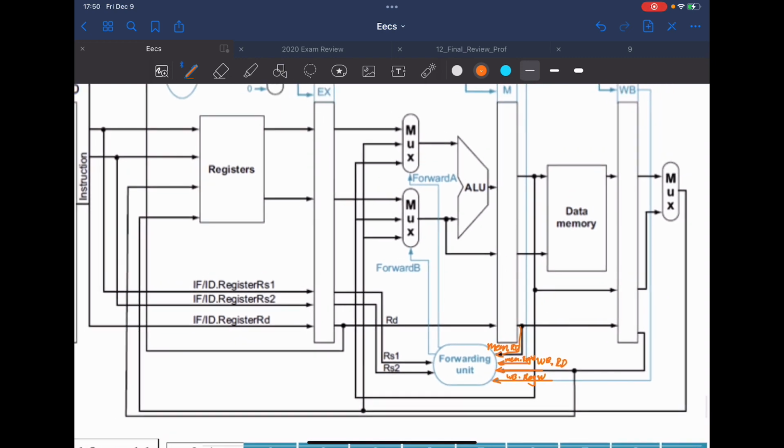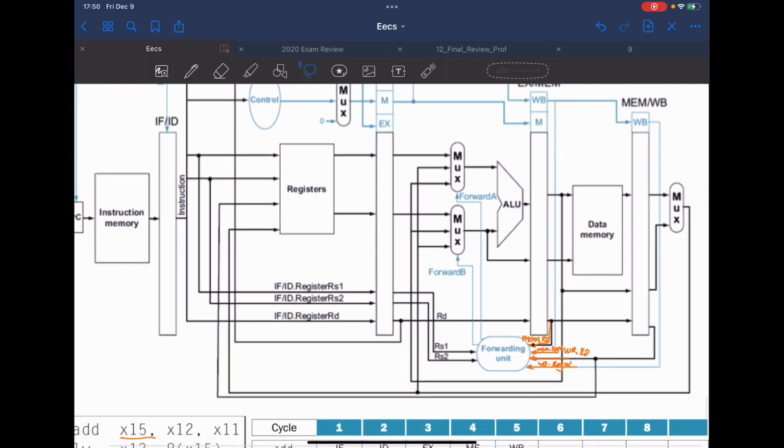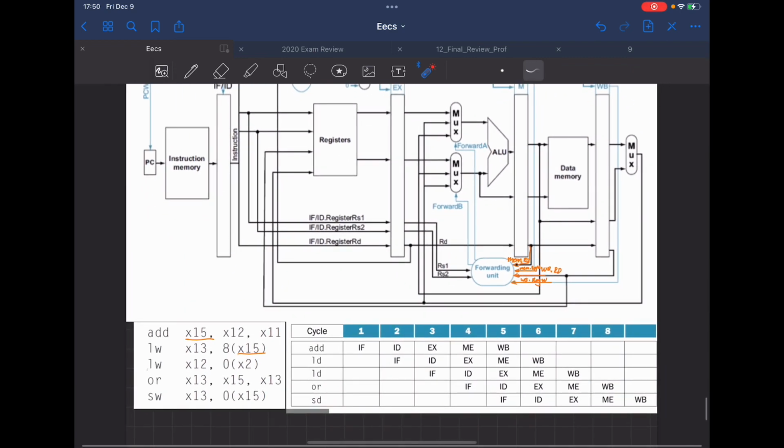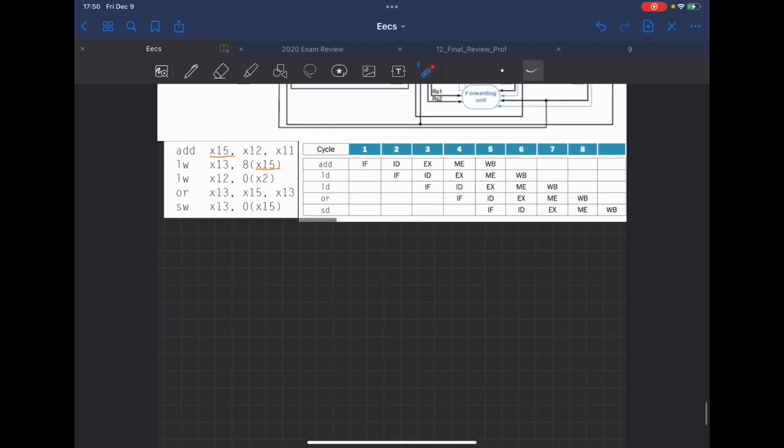In addition to that, the main purpose of this forwarding unit is to tell this mux and this mux what to choose from. And so the three values that go into this mux are this. Honestly, I explained it better in the last video. I'm just going to use my explanation from the last video and continue on from where I was. That's a good way to go about this.